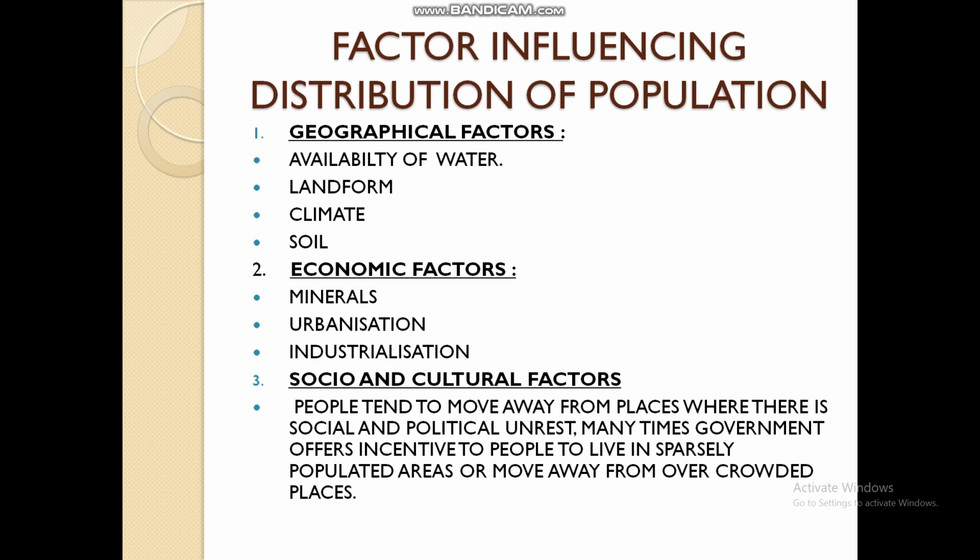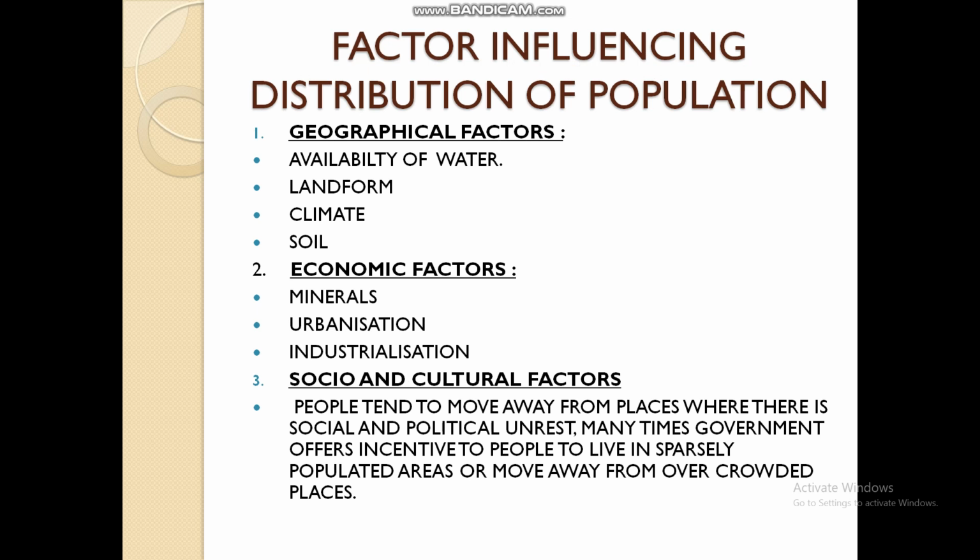Now students, we will discuss the factors influencing distribution of population. First are the geographical factors. Under this, we will talk about the availability of water. Where there is availability of fresh water, the population will be more. Landform. If the population is living in plain areas, it will be more as compared to the population in high terrain or altitude areas.